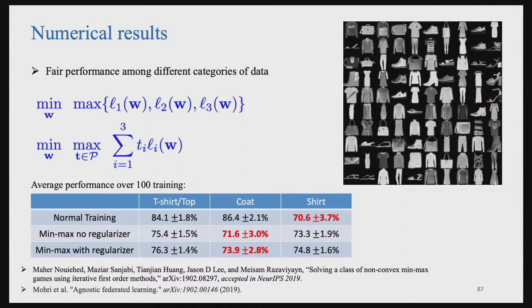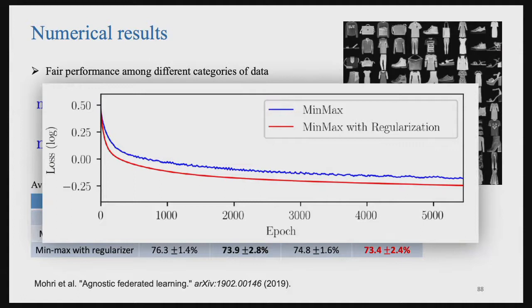We compare it with this work. This is our proposed method, this is the one proposed previously, and this is the regular training across different categories. As you can see, these are the mean plus minus standard deviations of the classification accuracy. We mark in red the worst-case performance for every algorithm, and you can see that our worst-case performance is better. We did the training over 100 runs. In fact, with an algorithm that has a theoretical guarantee, you get much smoother convergence.